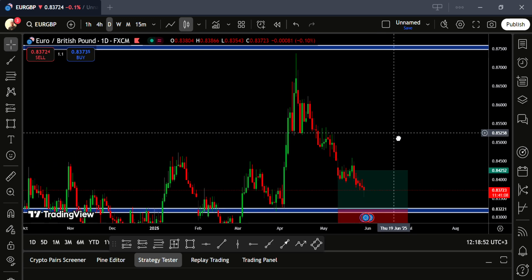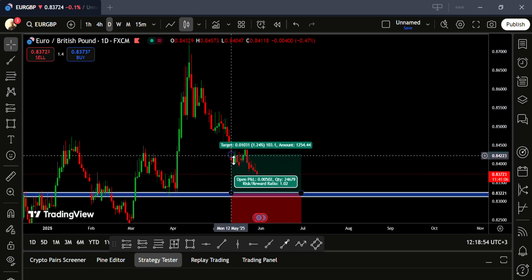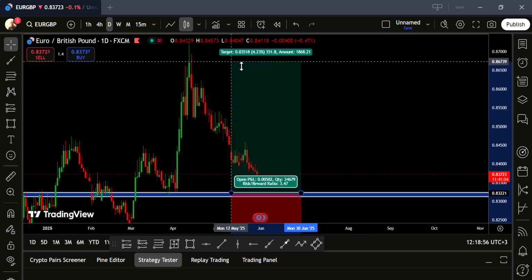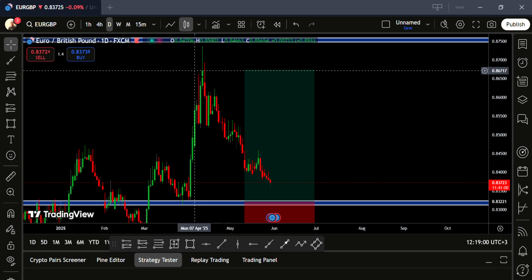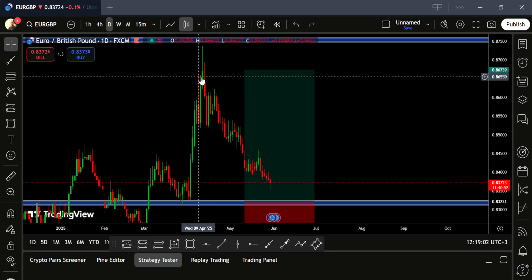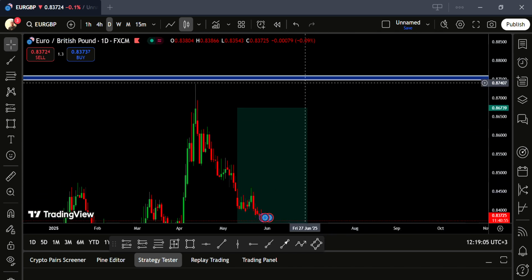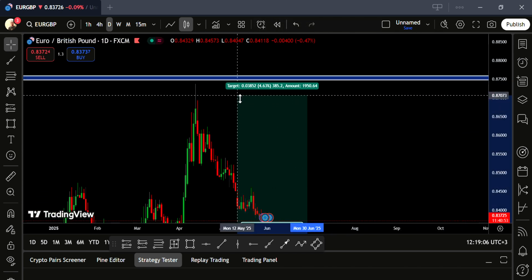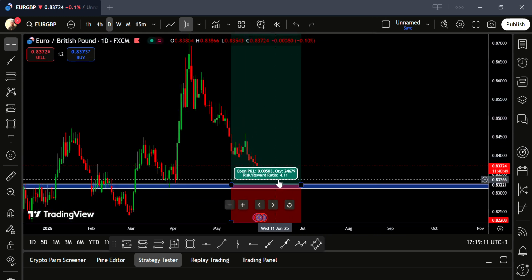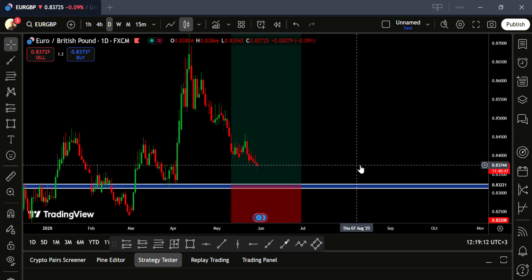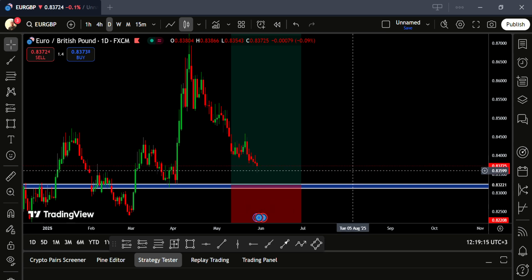Then your target is going to be at least 1 is to 3. You're targeting 300 pips, targeting this previous high, 300 pips, but I know price is going to go up to around 400 pips. So your target is going to be 1 is to 4. That is how we swing trade. That is how we use support and resistance to build our narrative.